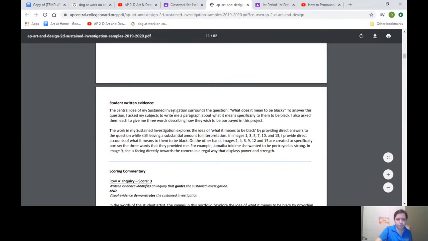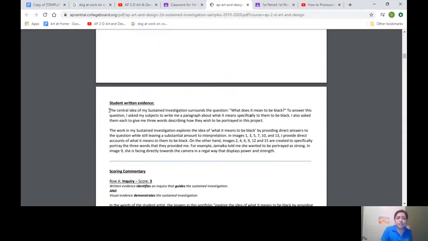So what this student's sustained investigation starts off with: the central idea of my sustained investigation surrounds the question, and this is their question, what does it mean to be Black? So remember, they've already identified their inquiry. What does it mean to be Black? So they already answered the first question that they asked us for the prompt. To answer this question, I asked my subjects to write a paragraph about what it means specifically to them to be Black. I also asked them each to give me 3 words describing what they wish to be portrayed in this project.